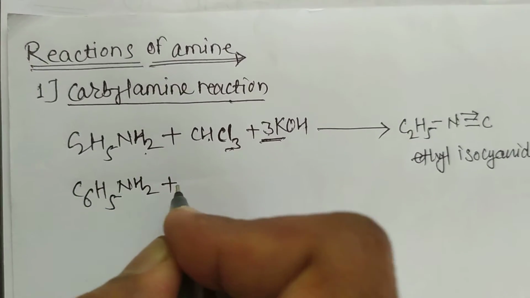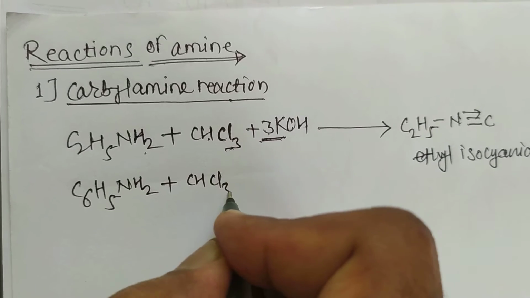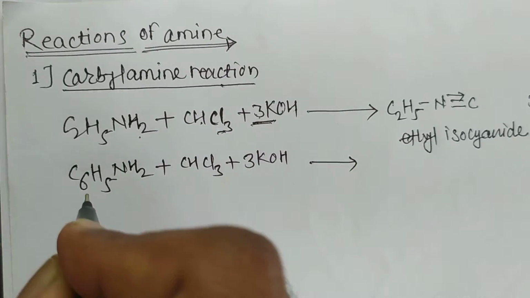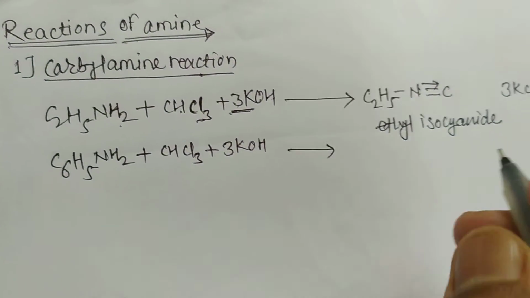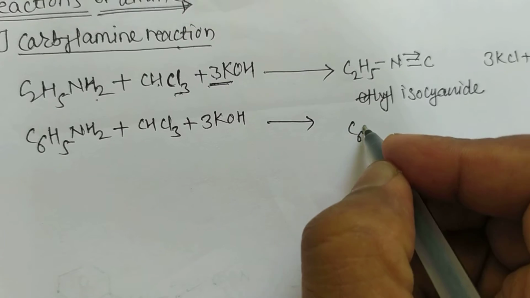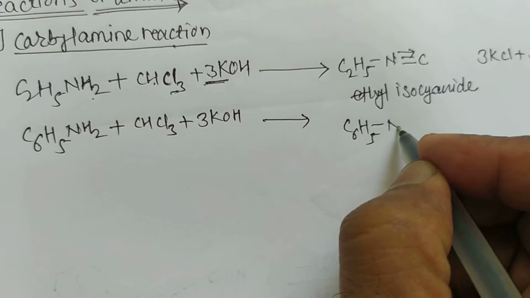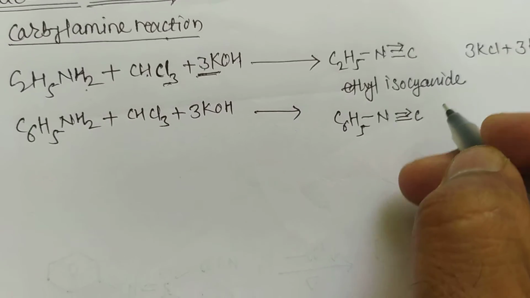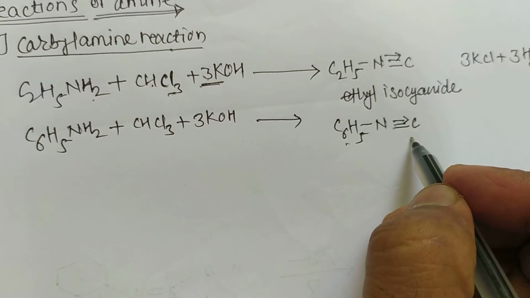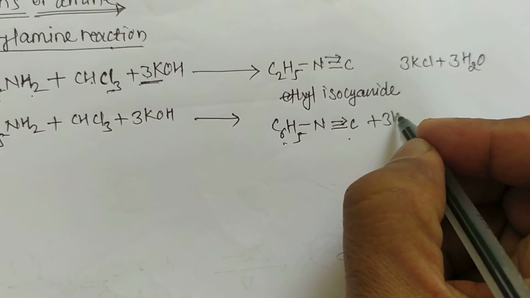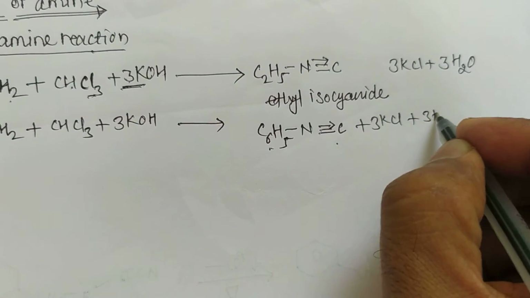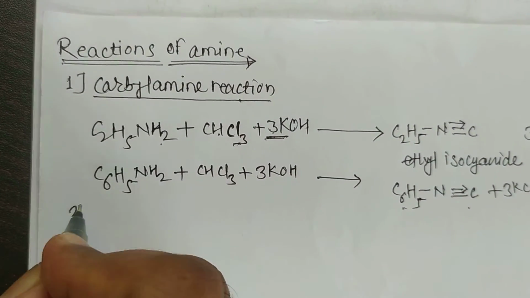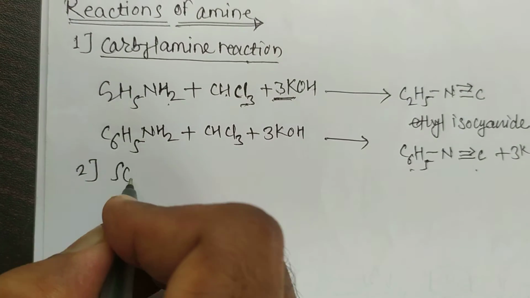Another example is, suppose we consider aniline, and when this aniline is reacted with chloroform and alcoholic KOH, in a similar way this C6H5NH2 reacts with chloroform and forms C6H5N triple bond C, which is phenyl isocyanide, and in the same way three KCl plus three water molecules are removed.